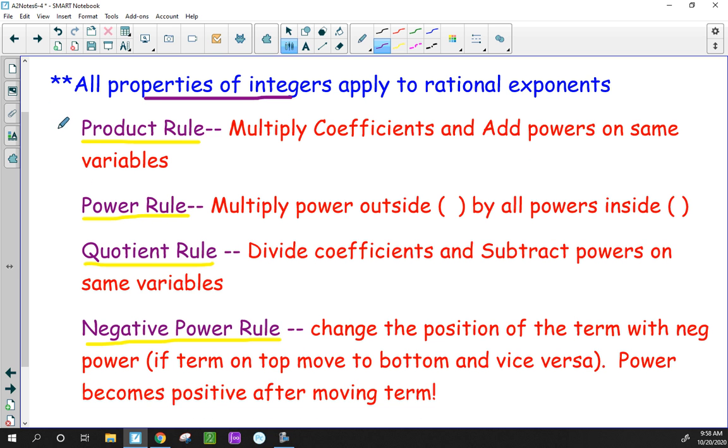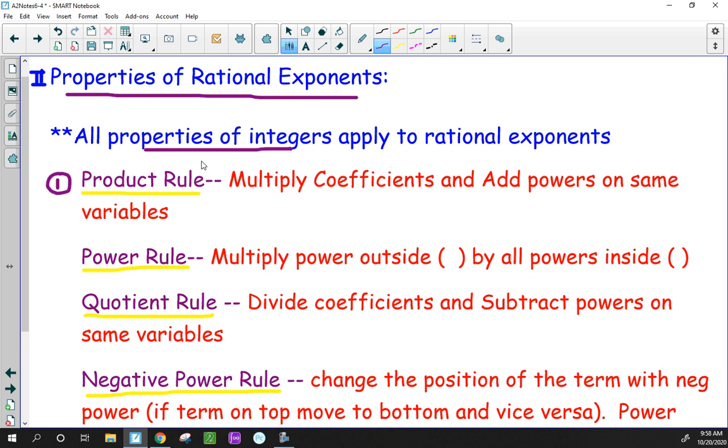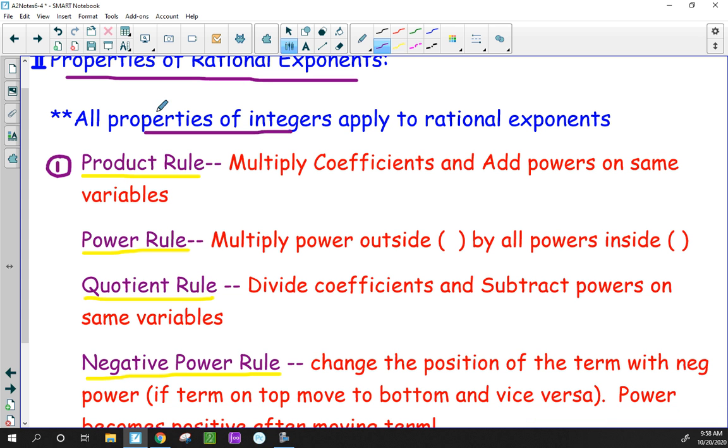Number 1, product rule. Product rule allows you, when you see a multiplication problem, and we're dealing with monomials, like it could be variables, numbers, everything mixed together, and there's a times sign in between, you're going to multiply coefficients, you're going to add powers on the same variable. So in order for you to understand how to apply properties to the rational exponents that we're learning currently, you are allowed to use all the properties of integers that you've learned in the past, which makes it good.